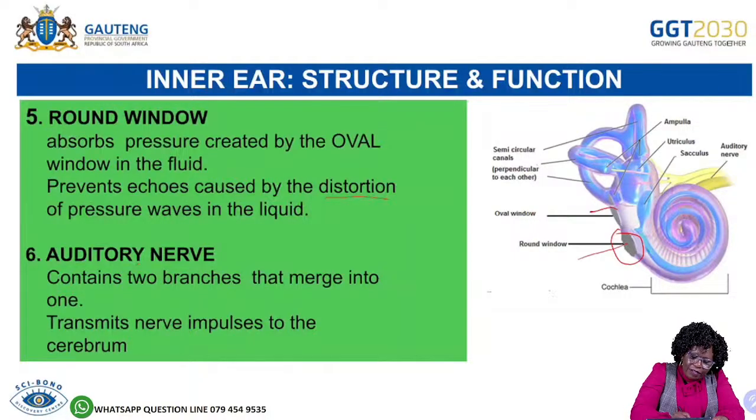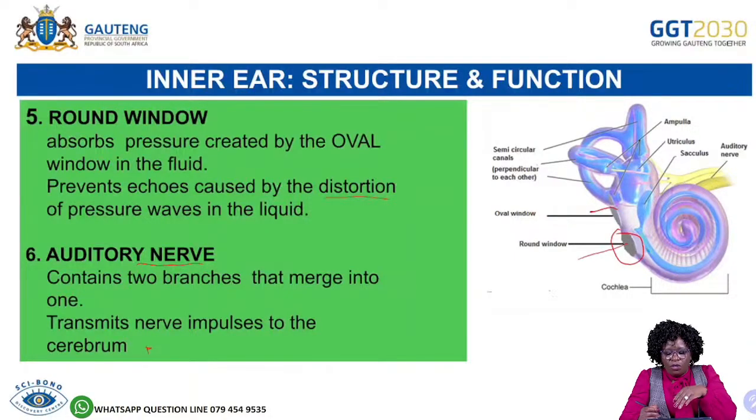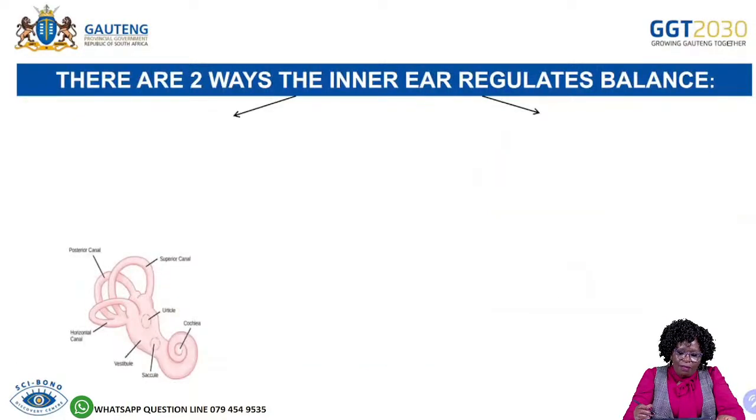The auditory nerve that I've spoken about contains two branches that merge into one and transmits nerve impulses to the cerebrum. Please do not worry about the different branches. Just know that we've got the auditory nerve.